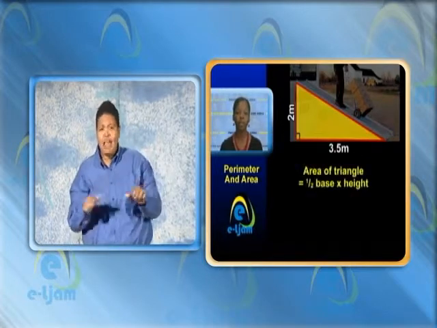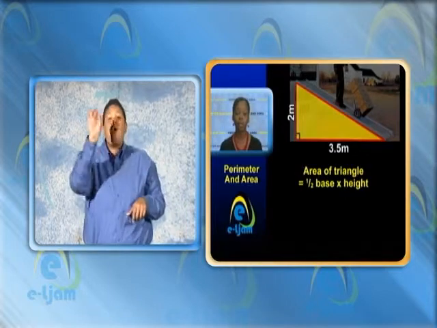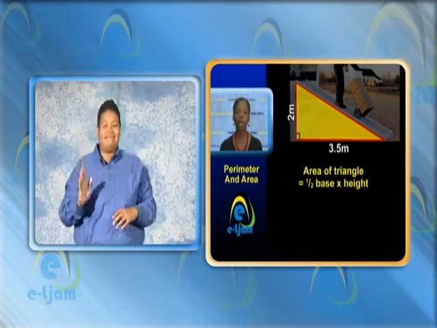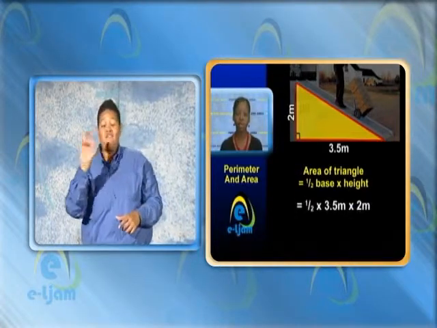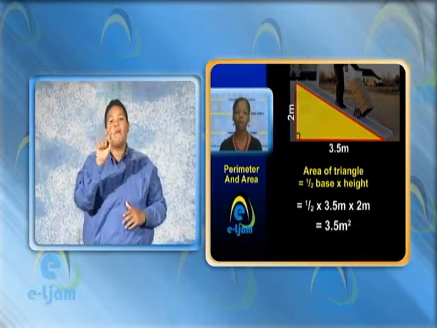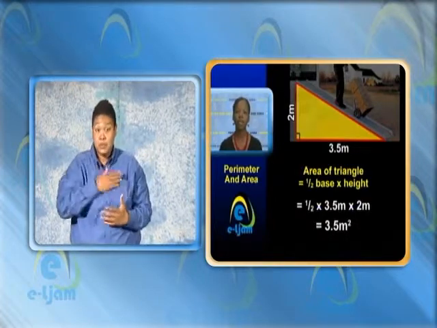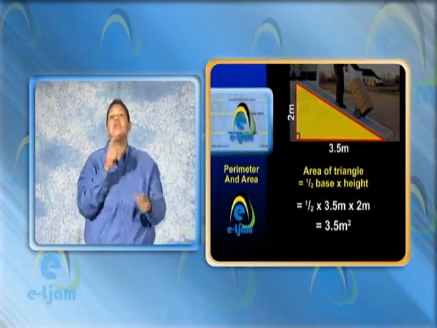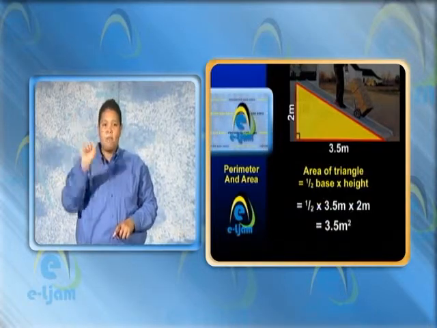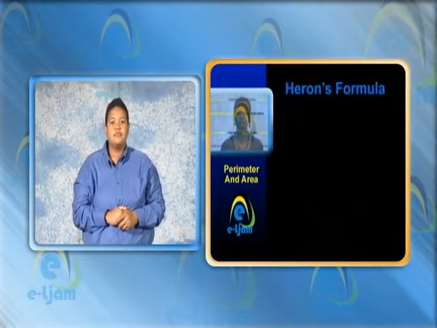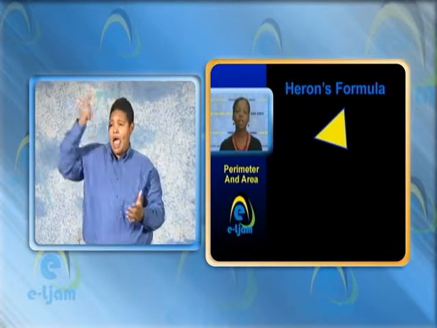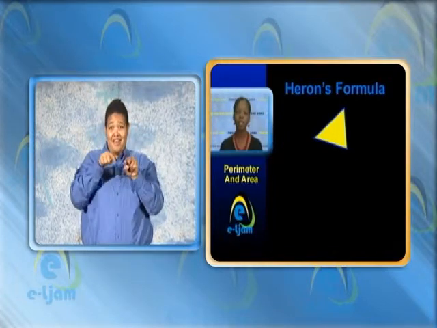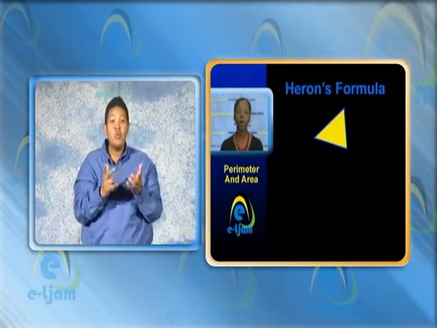The area of a triangle can be found by the formula half base times height. So the area under this ramp would be half of 3.5 meters times 2 meters, which is 3.5 meters squared. Please note that area is given in meters squared. In some cases, the height of a triangle is not readily identified. In such cases, we use Heron's formula, also known as the semi-perimeter formula.